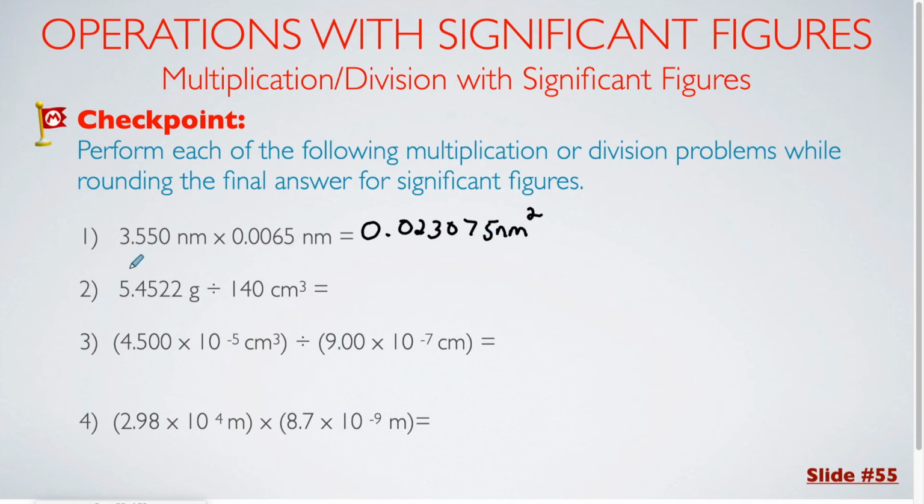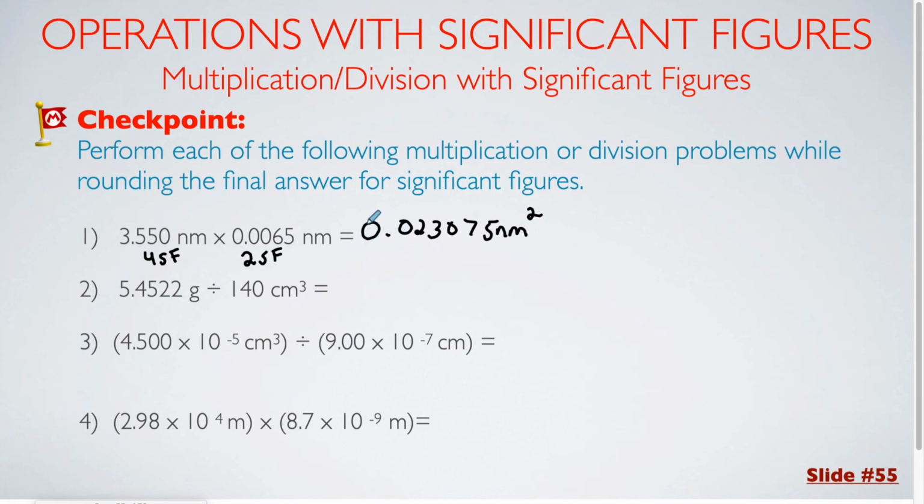I'm going to go back and count significant figures. This one has 4 significant figures. The 0 on the end counts. It's a right end 0 with a decimal. And this one has 2 significant figures. These are leading zeros that are just placeholders. They don't count. So that means I can keep 2 sig figs.